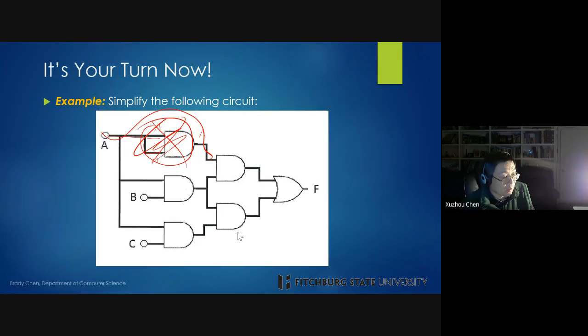So that's basically how we're going to simplify electronic circuits. And we also talked about this. How can I simplify this? This is actually kind of stupid. You try to split the line and put this in the AND gate.